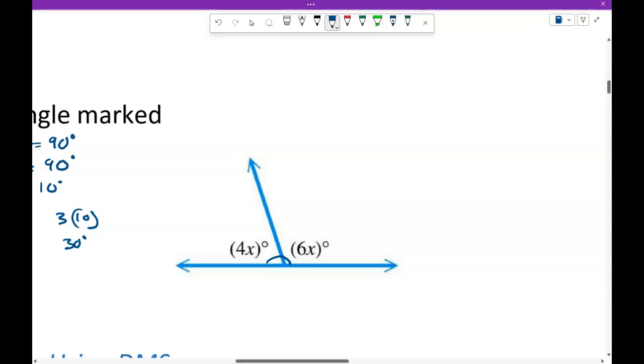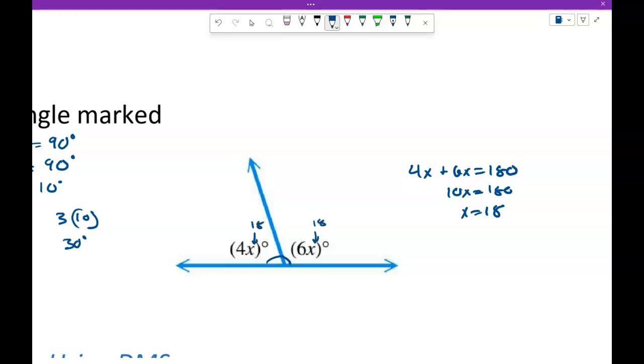Since we have a straight angle, that means it's supplementary, but we'll follow the same logic. We'll set them equal to 180. X equals 18. And then we substitute 18 back into our expression. So our first angle ends up measuring 72 degrees, 4 times 18. And our second angle ends up equaling 108 degrees.